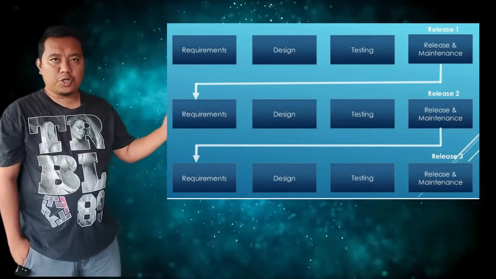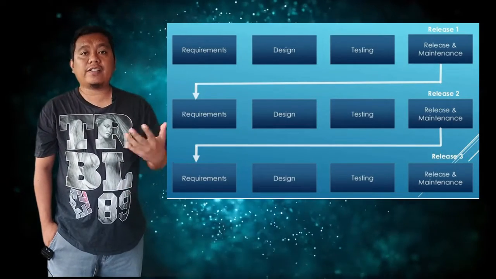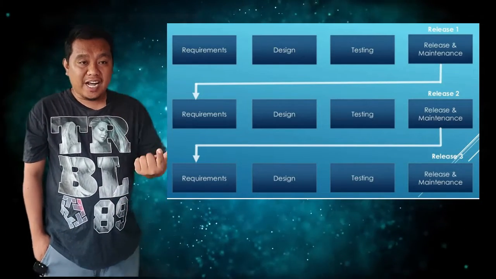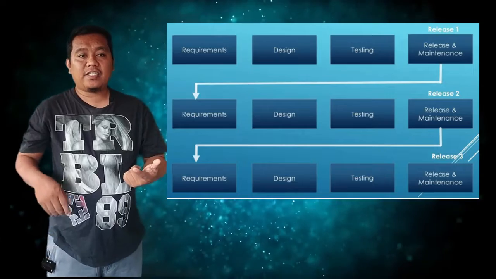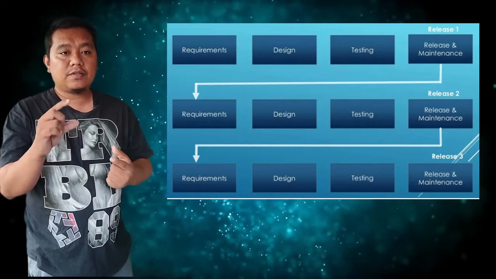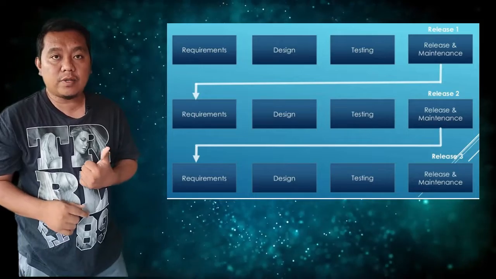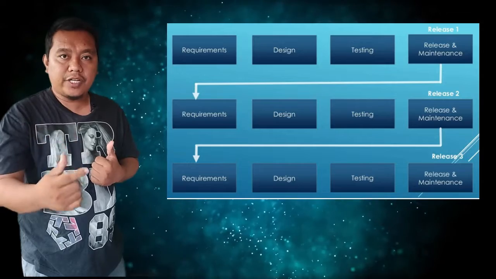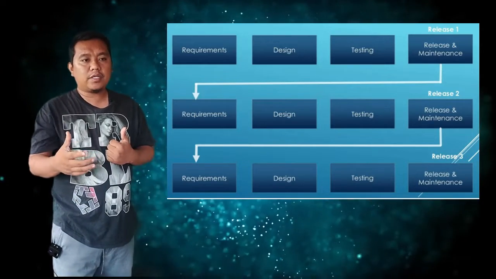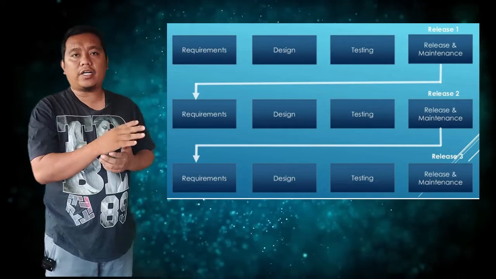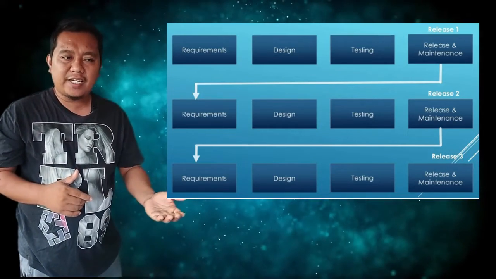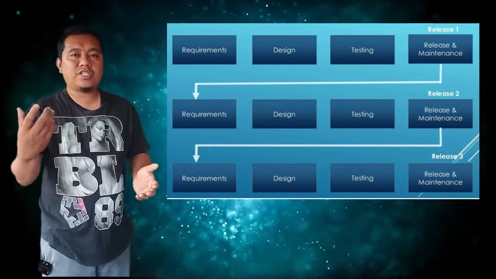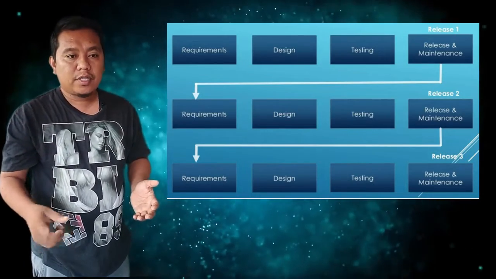So the illustration shows the process of the iterative model. It starts with the requirements, design, testing, and release and maintenance. Release 1 is considered as version 1 of the software. If there are some changes or updates to the software, it will go back to the start, where it starts with the requirements again, designing, testing, and release 2, which is considered as version 2 of the software.